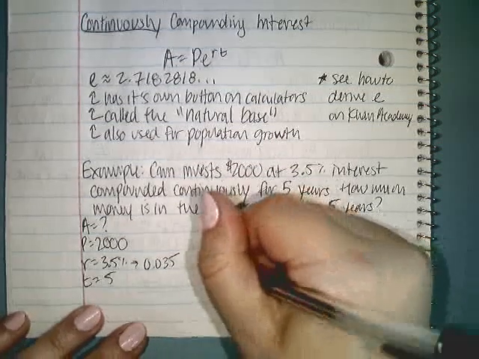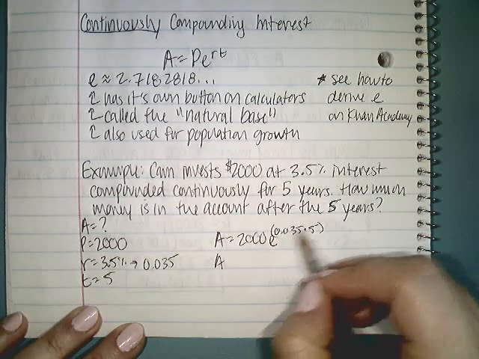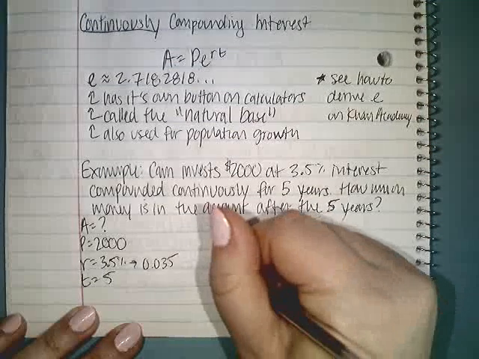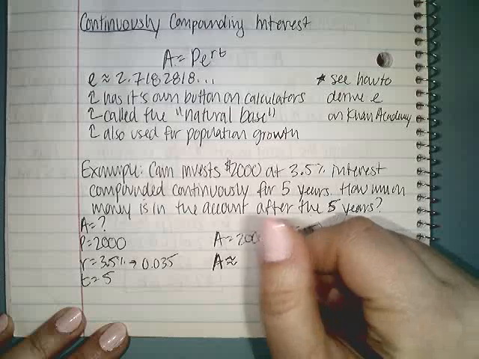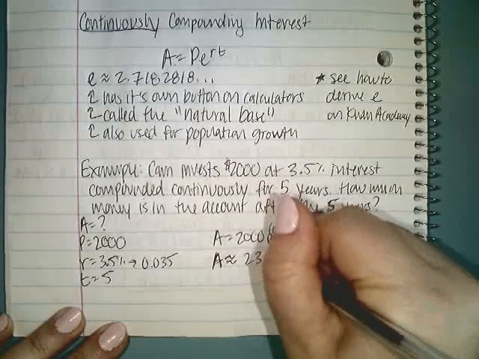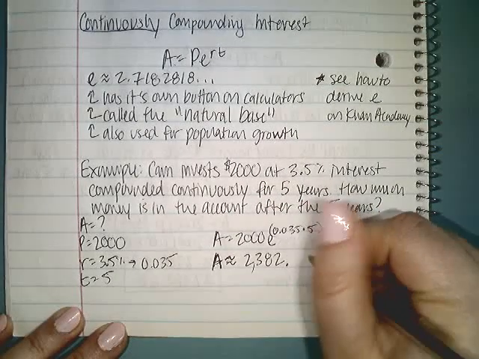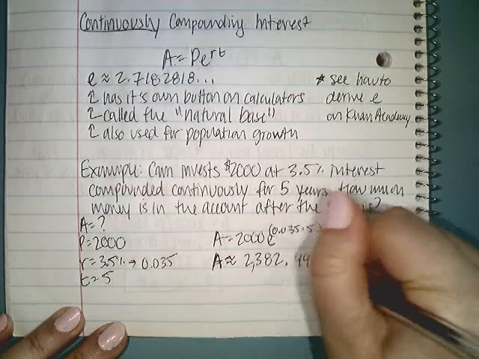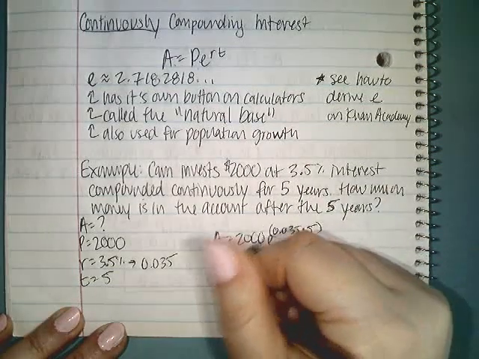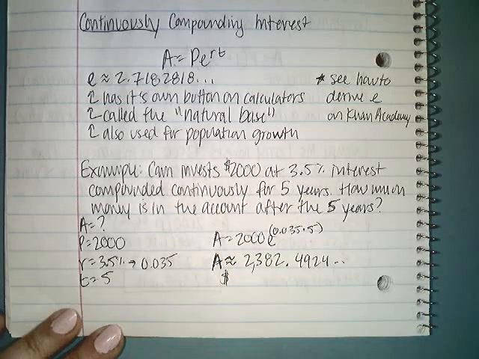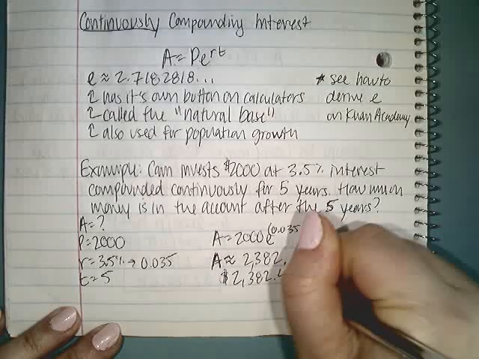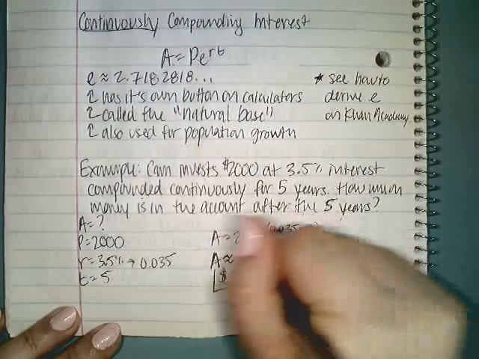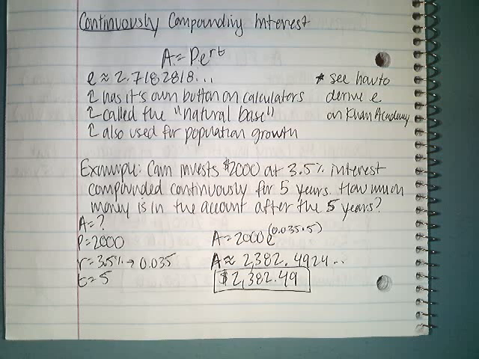When I calculate that out, I can plug it all in my calculator at once. So I do e to this power times 2,000. I don't want to round anything. I want to keep it as unrounded as possible in my calculator. And I get A is about 2,382.4924, and so on and so forth. When I round that to 2 decimal places, since we're working with money, I'm rounding to cents, I'm going to have $2,382.49. So Cam would have $2,382.49 at the end of the 5 years.